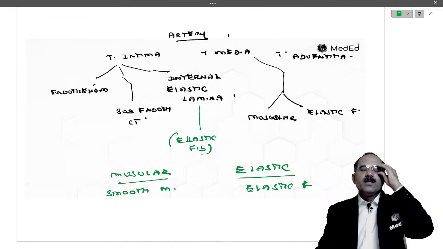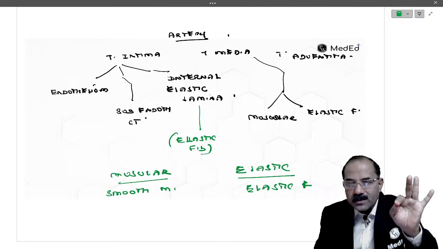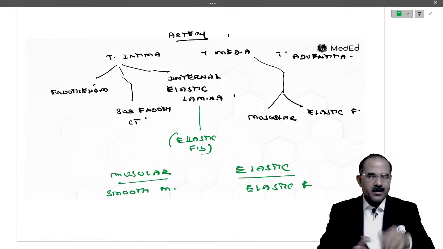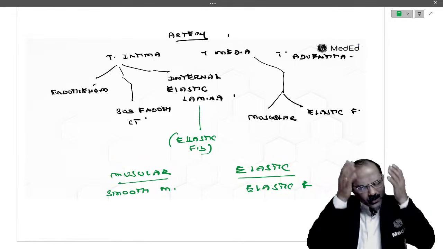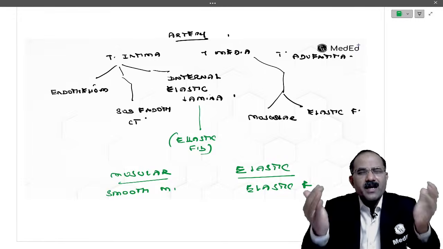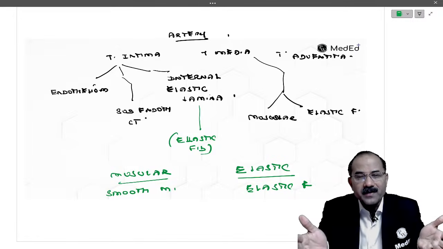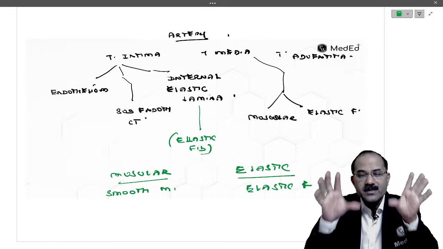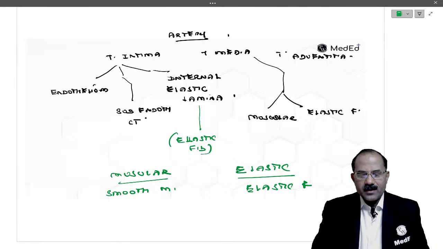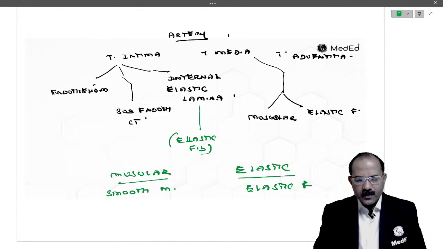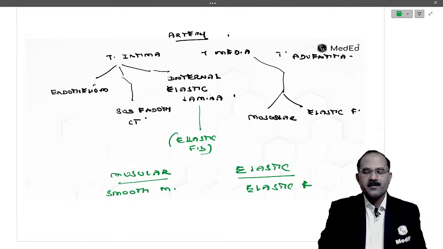Okay, that's fine. You tell me what is the characteristic of a muscular artery. Come on, children. The question is open to you. The moment I look into the slide, I know 100% this is a muscular artery. I see something there. What is the characteristic of muscular artery? Anyone?